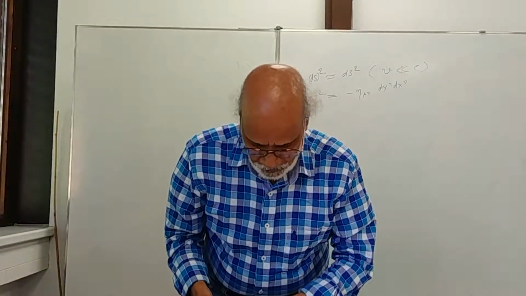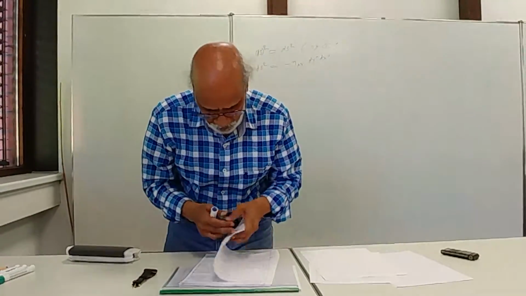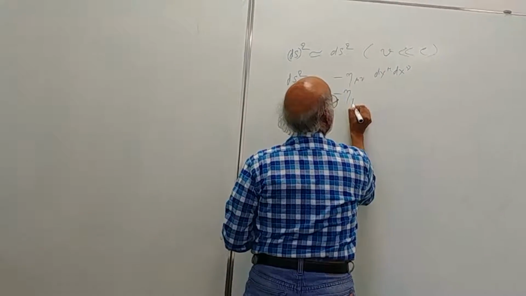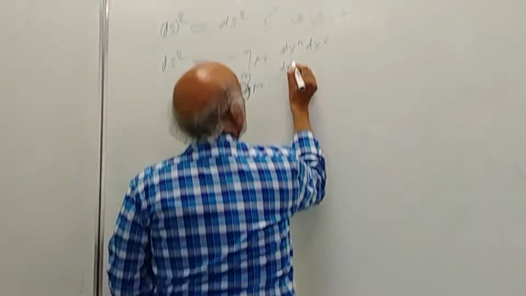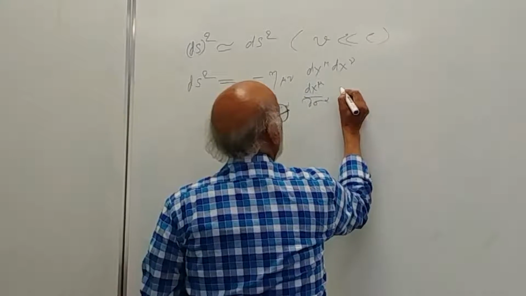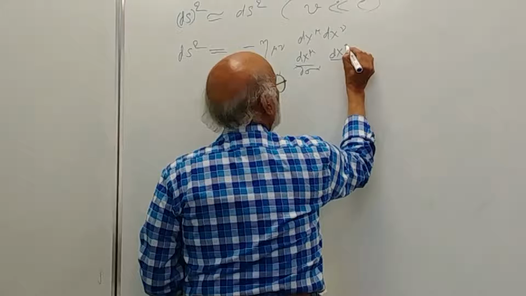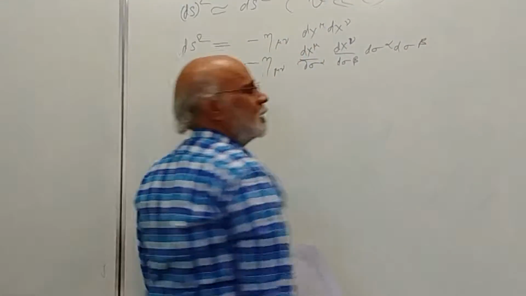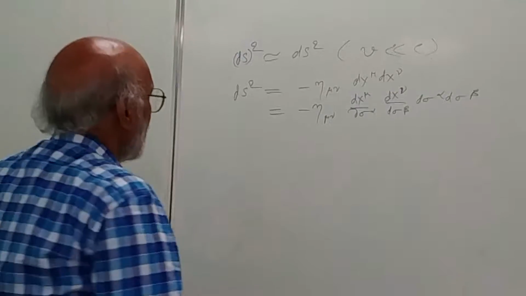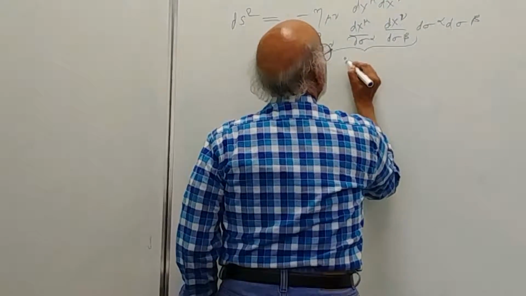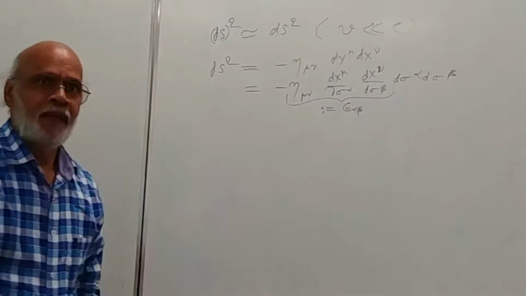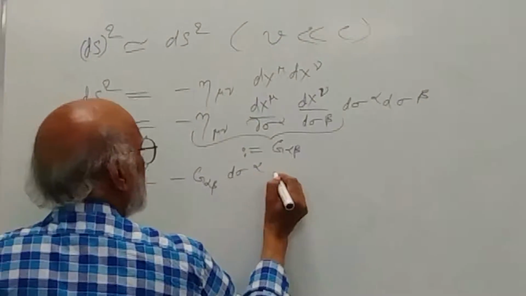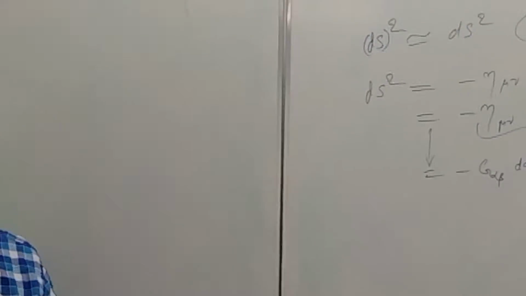Okay, and now I could also write this as minus eta mu nu dx mu over d sigma alpha, dx nu over d sigma beta, d sigma alpha d sigma beta, and I could now define this object by some g alpha beta, and therefore I could write it as minus g alpha beta d sigma alpha d sigma beta.